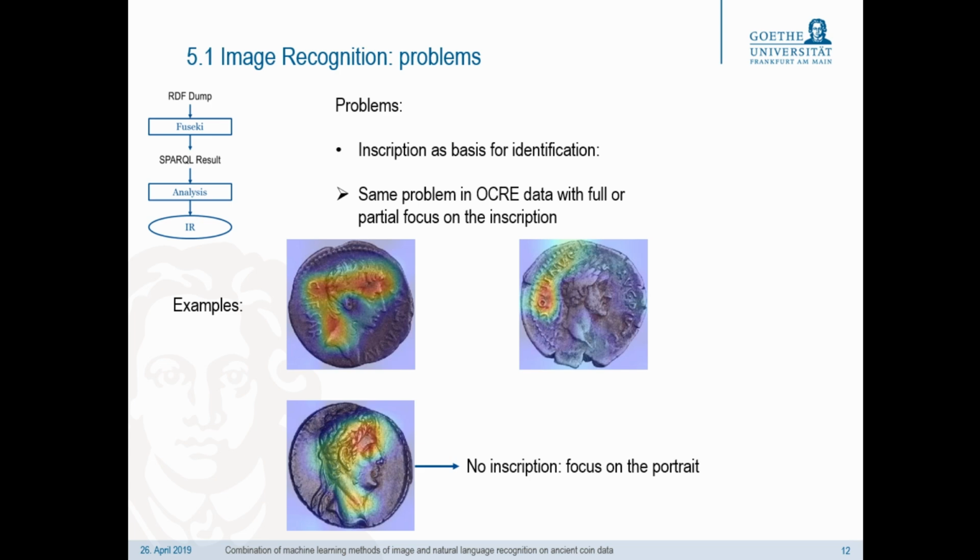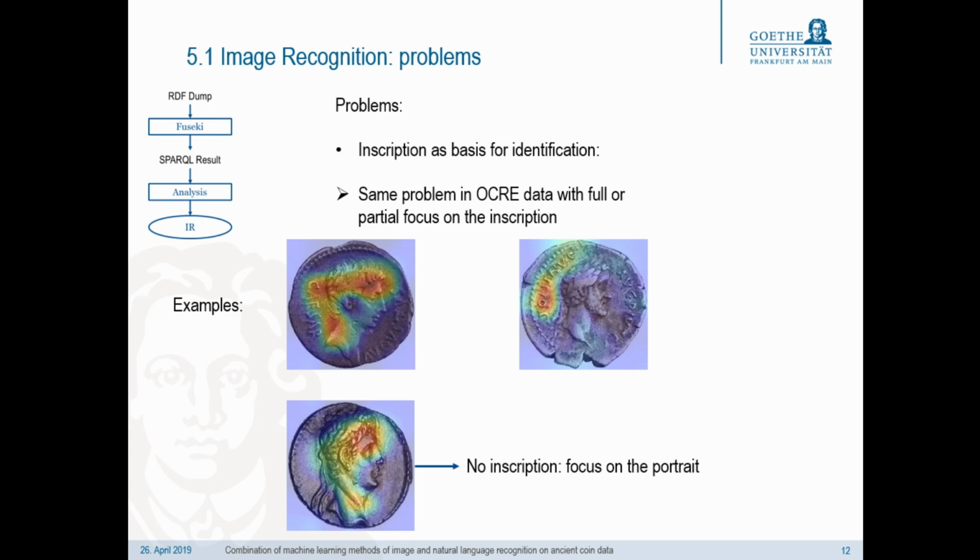The coin on the left with an Augustus portrait shows a partial focus on the inscription, while the Antonius Pius coin has a full focus on it. So you can see the partial focus here, especially here, and the full focus on the inscription is here. In contrast, the third coin has no inscription, and the IR model used the portrait here as base for the classification, as you can see here.